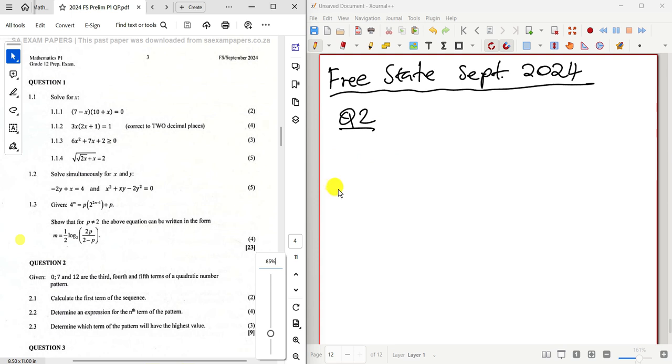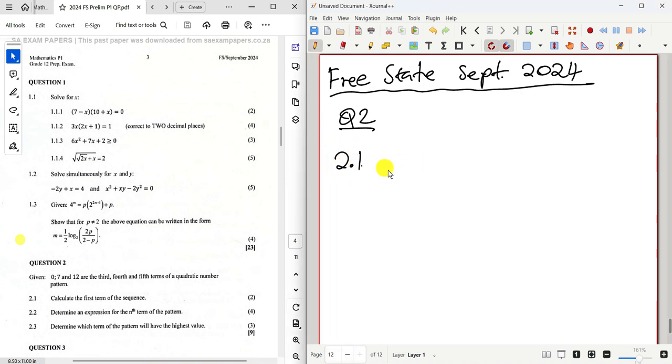0, 7, and 12 are the third, fourth, and fifth terms of a quadratic sequence. Did you guys hear that? Determine the first term of the sequence. So 2.1, we have the first term, second term. The third term is 0, the fourth term is 7, and then the fifth term is 12.